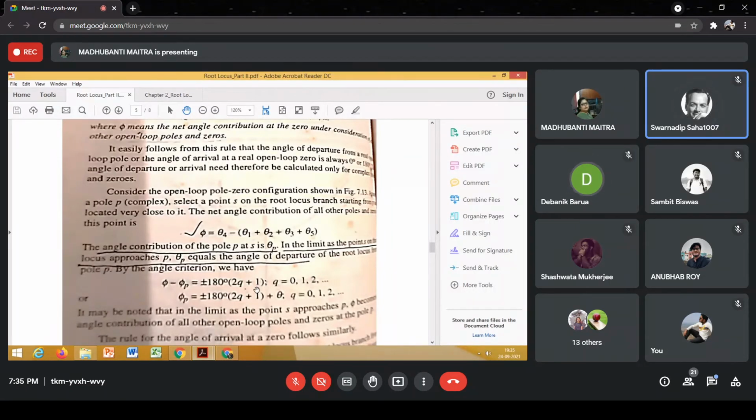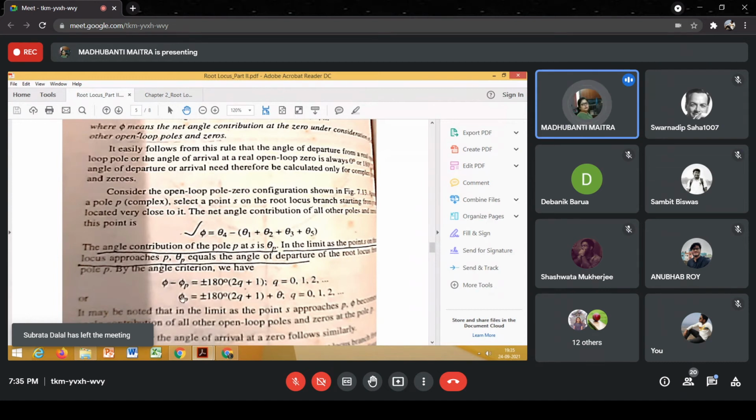So from this equation we can write phi p is equal to plus minus 180 degree (2q plus 1) plus phi. And what is phi? Again, I repeat, phi is the net angle contribution at that particular point by all other open loop poles and zeros excepting the complex pole for which we want to find out the angle of departure. Clear?